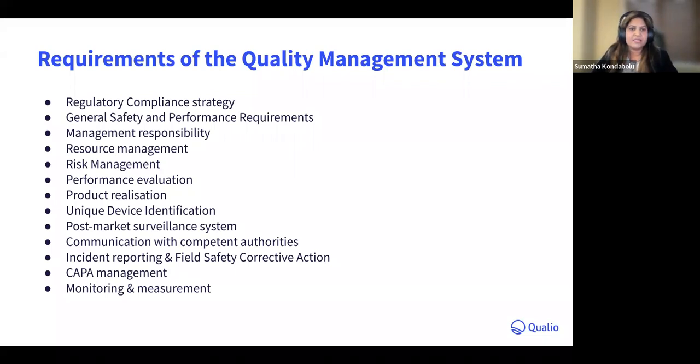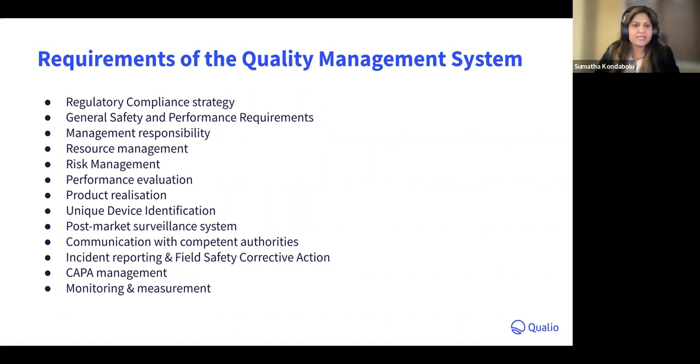And as you know, resource management would be something similar to clause 6.2 that has been defined in ISO 13485. So for risk management, you will be focusing on ISO 14971, as well as making sure that there is a risk-based approach across the requirements, followed by performance evaluation, product realization, unique device identification. So these are the requirements that you will be mainly focusing on.